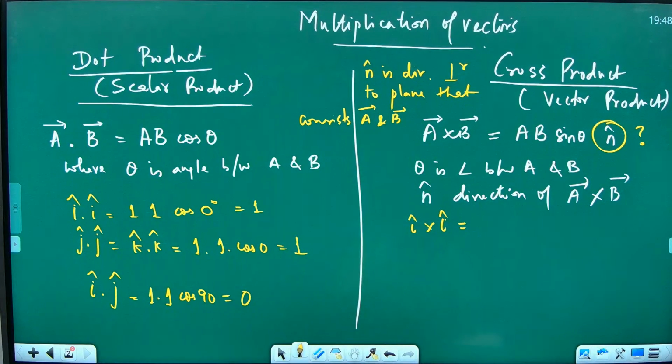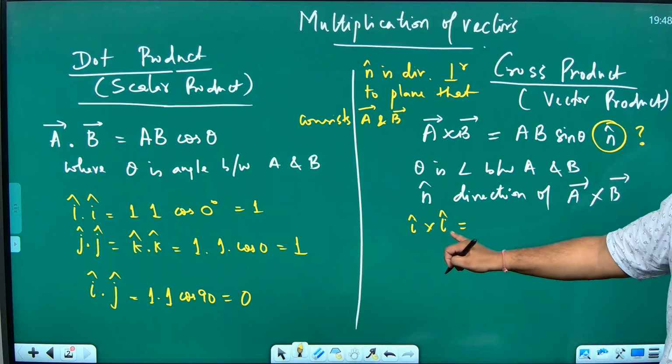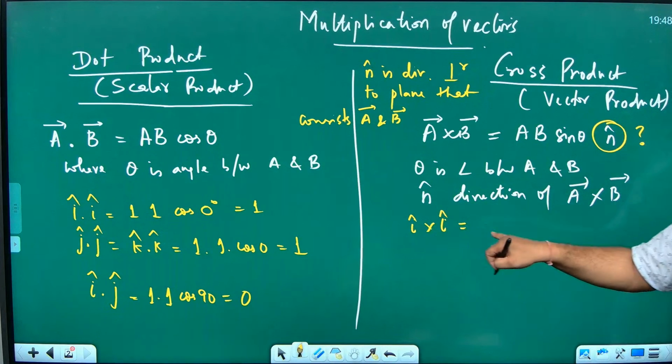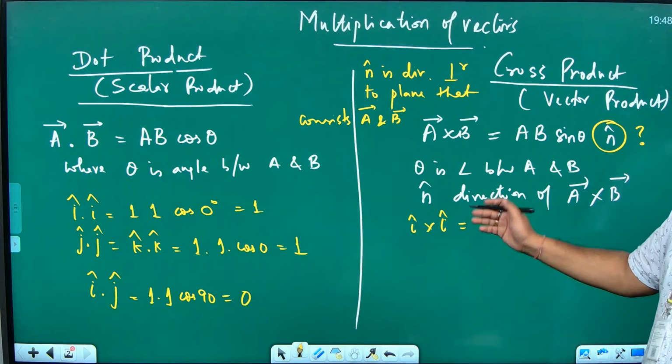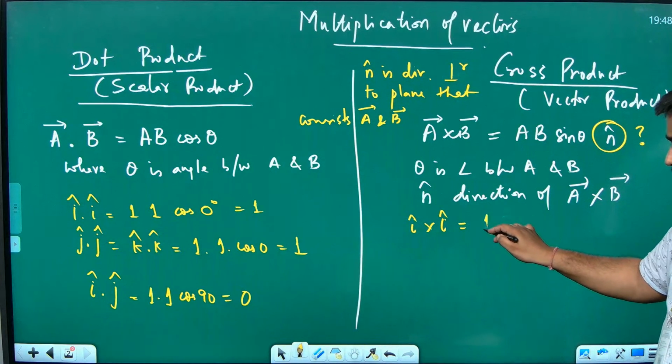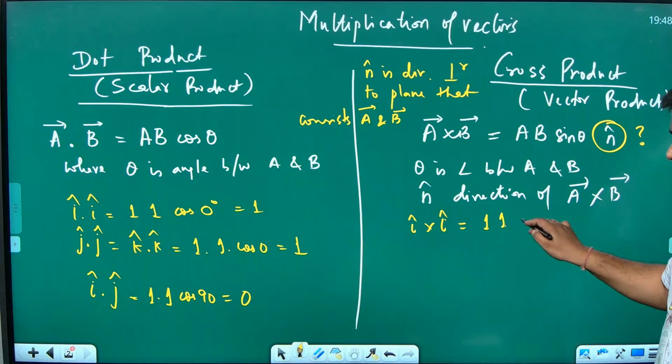Now please be attentive. If I am writing i cap cross i cap, that is simple because the magnitude is 1. Once again the magnitude is 1. The angle between i and i will become 0. Sin 0 is what? Very good, sin 0 is 0.